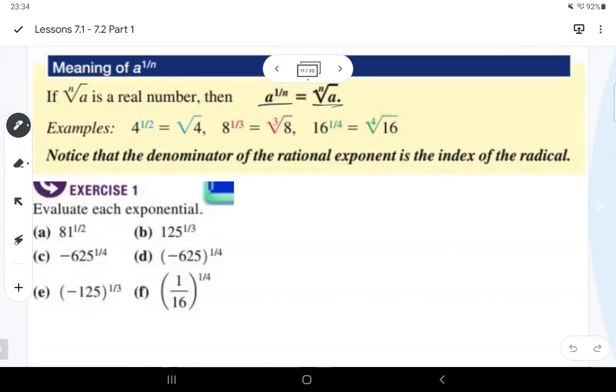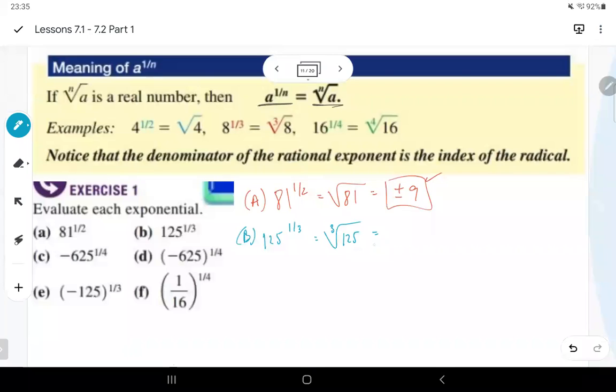All right, so when we go from exponential form to radical form, the denominator becomes the index, and vice versa. When we go from radical form to exponential, the index becomes the denominator of the exponent. So 81 to the 1/2 is equal to the square root of 81, which we know is plus or minus 9. B is going to be 125 to the 1/3, which will be the cubed root of 125, which is just 5.